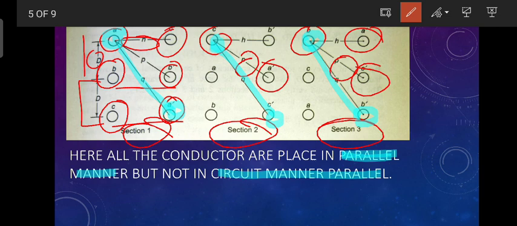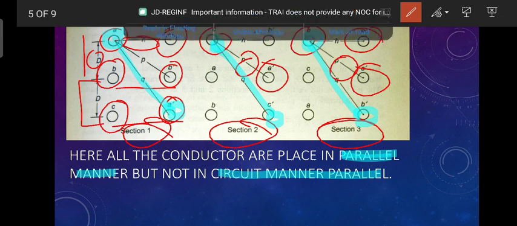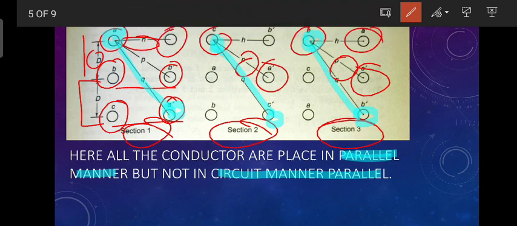So here a and a dash in parallel compose phase A, and b and b dash, which are in parallel, compose phase B, and c and c dash, which are in parallel, compose phase C. In order to achieve Ds, what is Ds? Our self GMD, yes or not? For self GMD, the conductors of two phases are placed diametrically opposite to each other, and those of the third phase are horizontally opposite to each other.